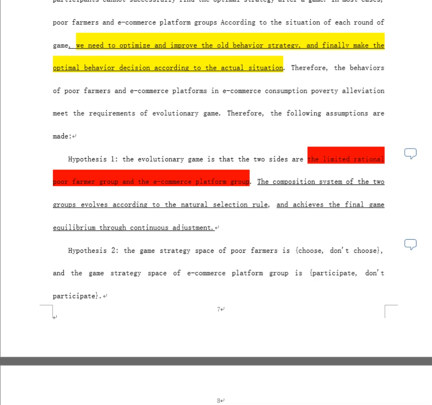Anyway, you also keep saying that the competition system of the two groups evolves according to a natural selection rule. So you are talking about the general rule of finding an equilibrium in evolutionary game theory, and it achieves the final game equilibrium through continuous adjustment. This is not a hypothesis as far as I know. This is just a general assumption of evolutionary game theory regarding how to find an equilibrium. This is not a hypothesis, it is an assumption.